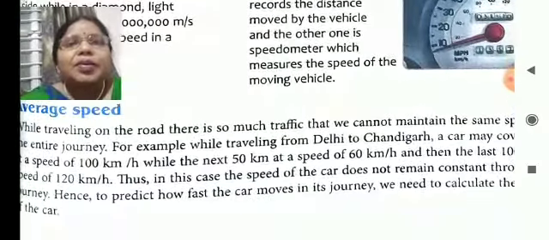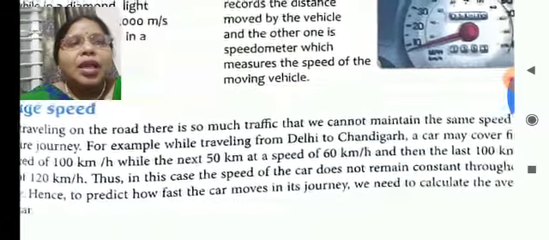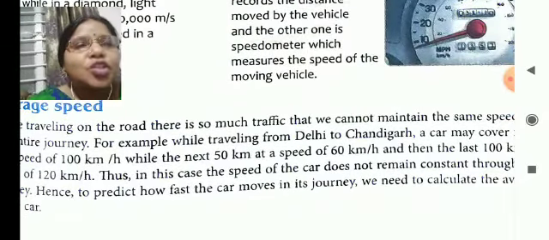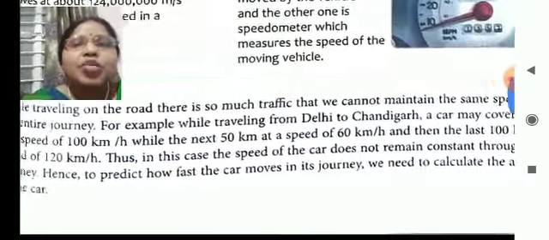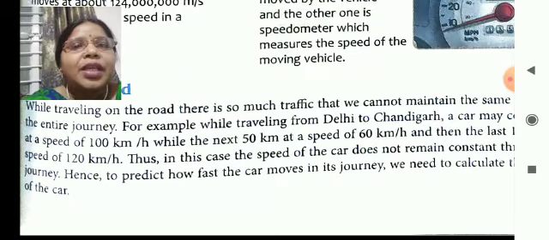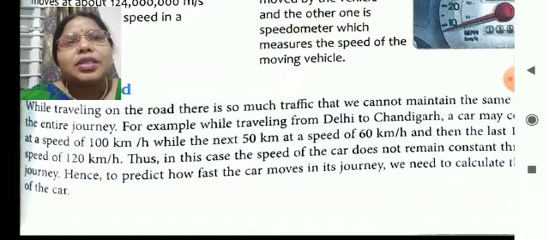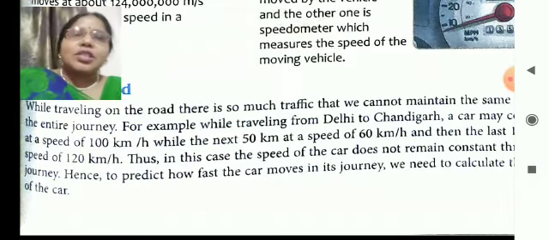Now, average speed. Sometimes we see that the object or the body is not moving at the same speed throughout the entire journey. That means somewhere it moves faster, somewhere it moves slower. That means the speed is more or less. It is not constant everywhere.